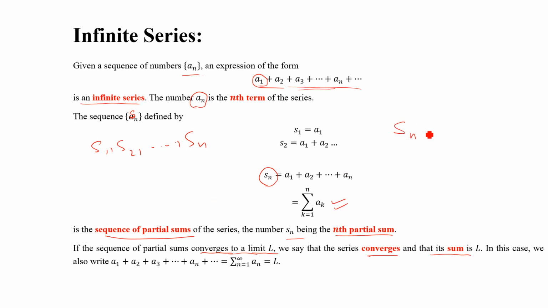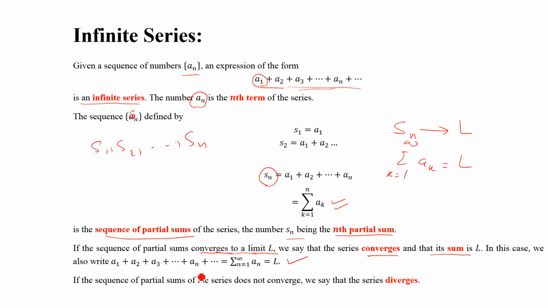If the sequence of partial sums converges to L, that is S_n converges to L, this means the sum of a_k is L. So this series converges and the sum is equal to L. In this case, we can also write it in this form. If the sequence of partial sums of the series does not converge, then we say the series is divergent.